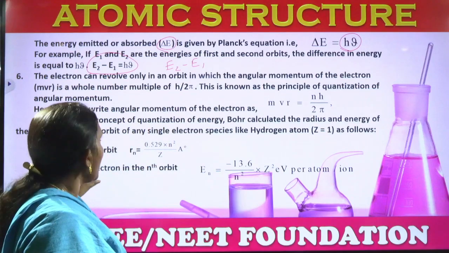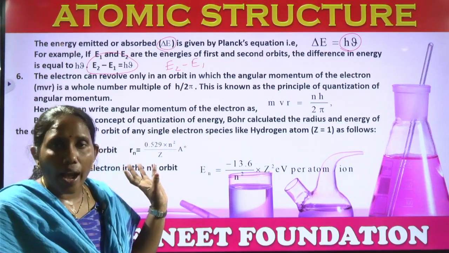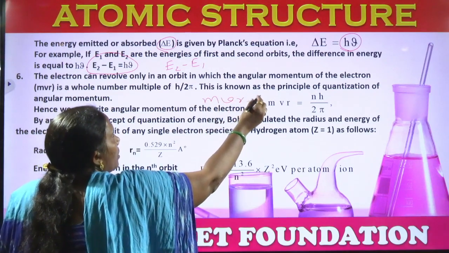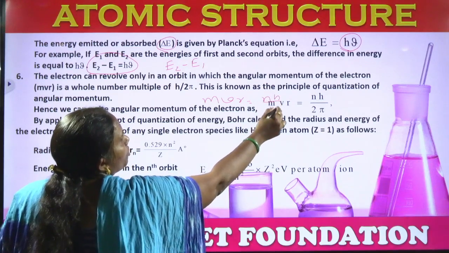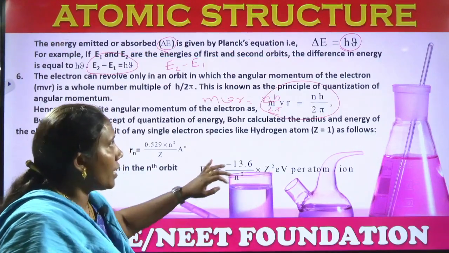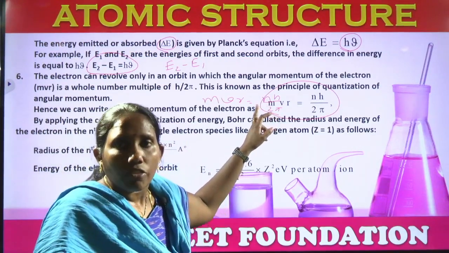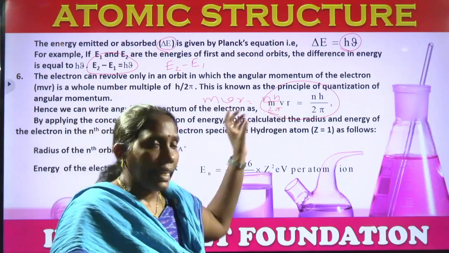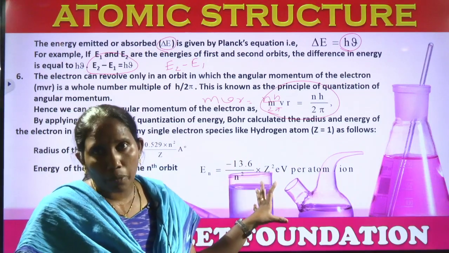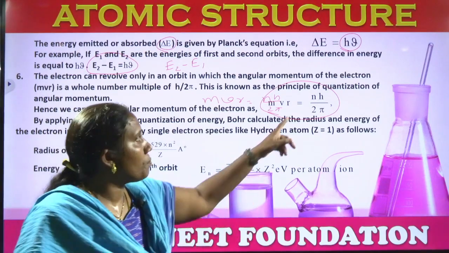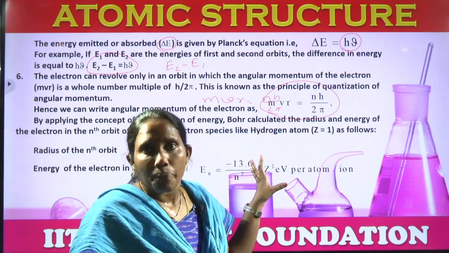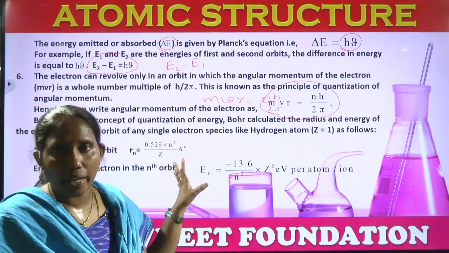One more thing, here he explained the angular momentum. Angular momentum is mvr equals nh by 2 pi. Here he gave mvr equals nh by 2 pi. What is this? m is the mass of the electron, v is the velocity of the electron, r is the radius of the orbit. This mvr, called angular momentum, will always be an integral multiple of h by 2 pi only, where n is called Bohr's orbit number. So mvr equals nh by 2 pi, he explained that also.